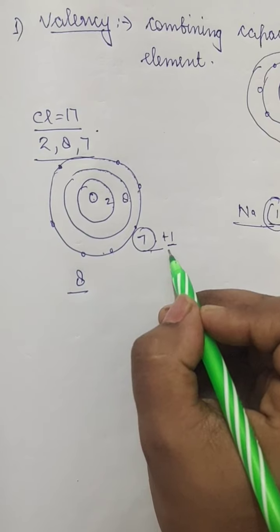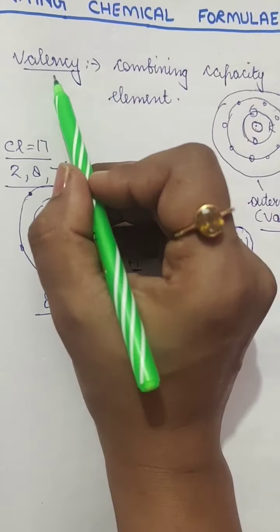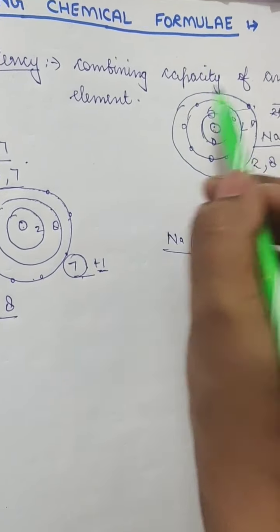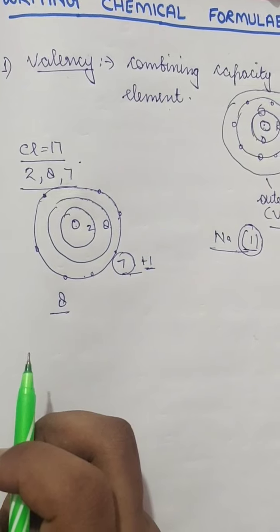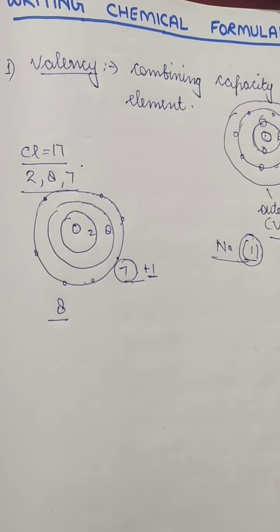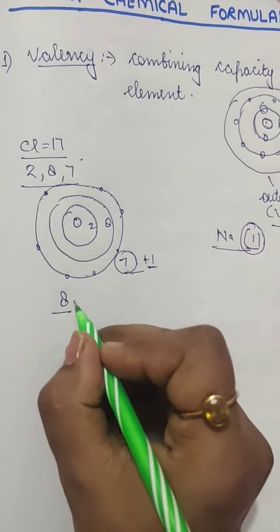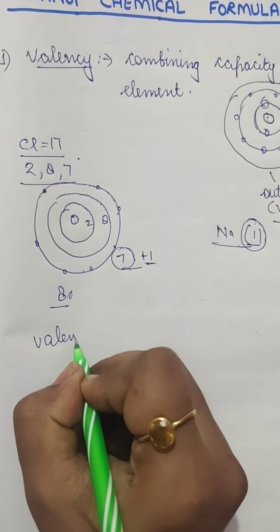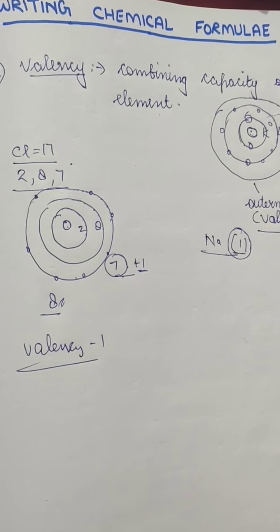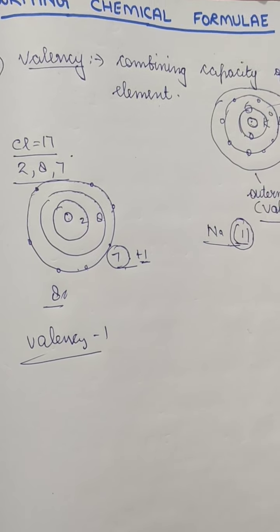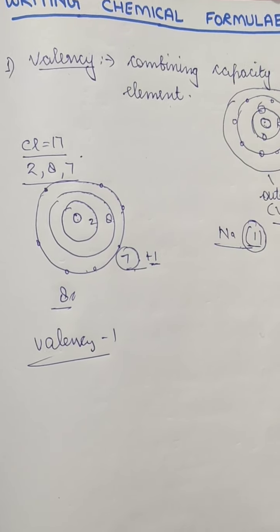When it is combining with 1 electron, not with the 7, 1 is the valency, because valency is the combining capacity of an element. It's not the number of electrons in the outermost shell. It is the combining capacity. That means the combining capacity of chlorine is also 1. So the valency of chlorine is also 1. Valency is the combining capacity, that means with how many electrons an atom is able to combine or react with the other atom.